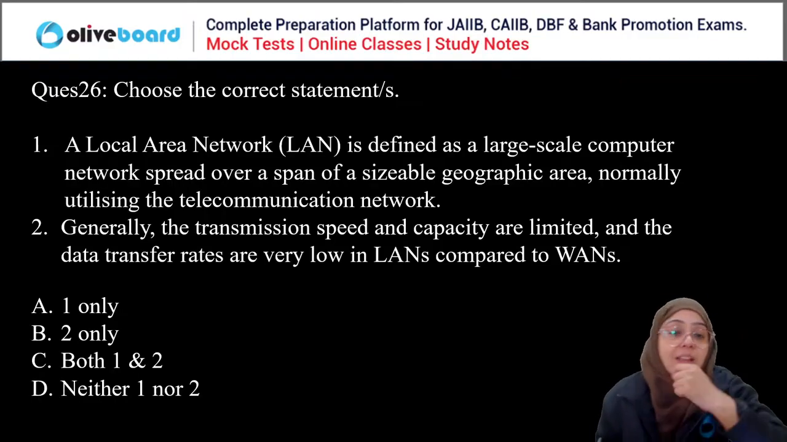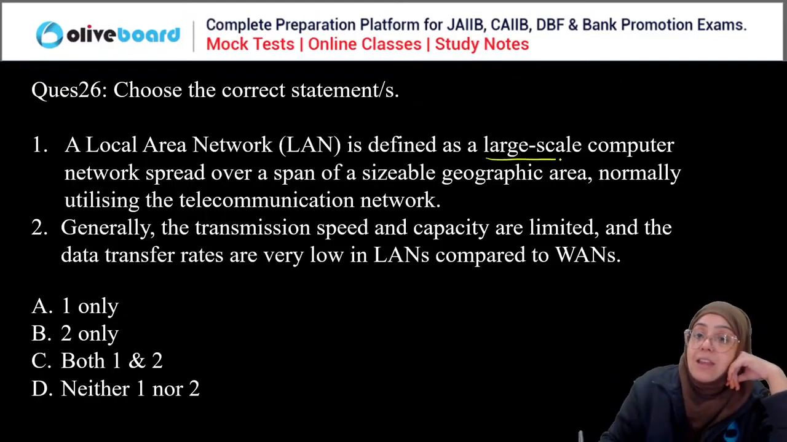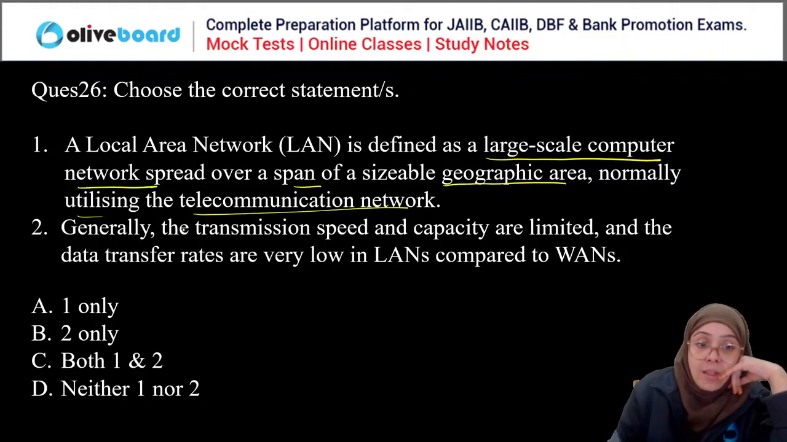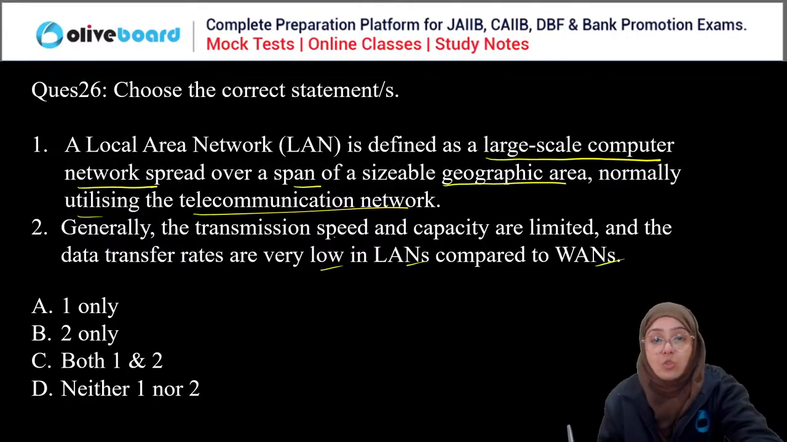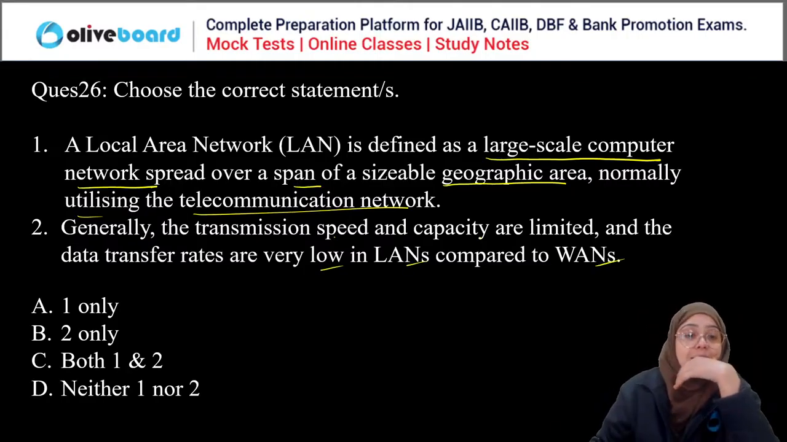Next, we have to choose the correct statement here. A LAN, local area network, is defined as a large scale computer network spread over a span of sizable geographical area, normally utilizing the telecommunication network. Generally, the transmission speed and capacity are limited and the data transfer rates are very low in LAN if we compare it to WAN. We have to choose the correct statement here, everyone.